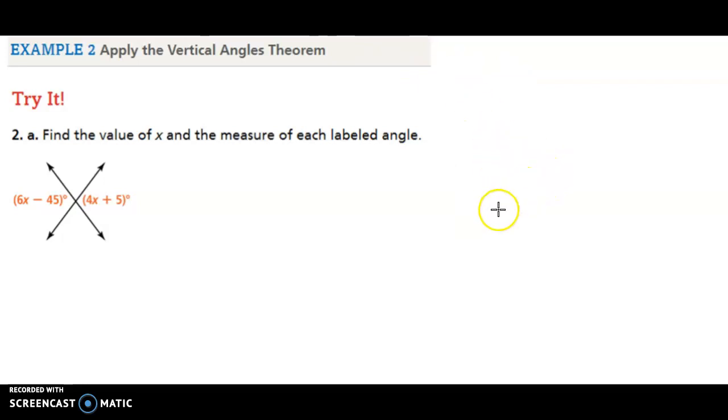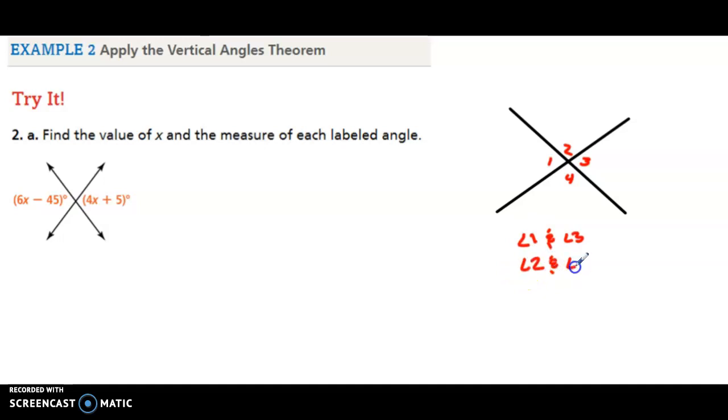If I have two lines that intersect, like let's say I have these two lines here, then they create four different angles. We'll number them 1, 2, 3, and 4, right? We just created four different angles from those two intersecting lines. Now, the ones that are across from each other, like angle 1 and angle 3, or angle 2 and angle 4, those are going to be considered vertical angles.